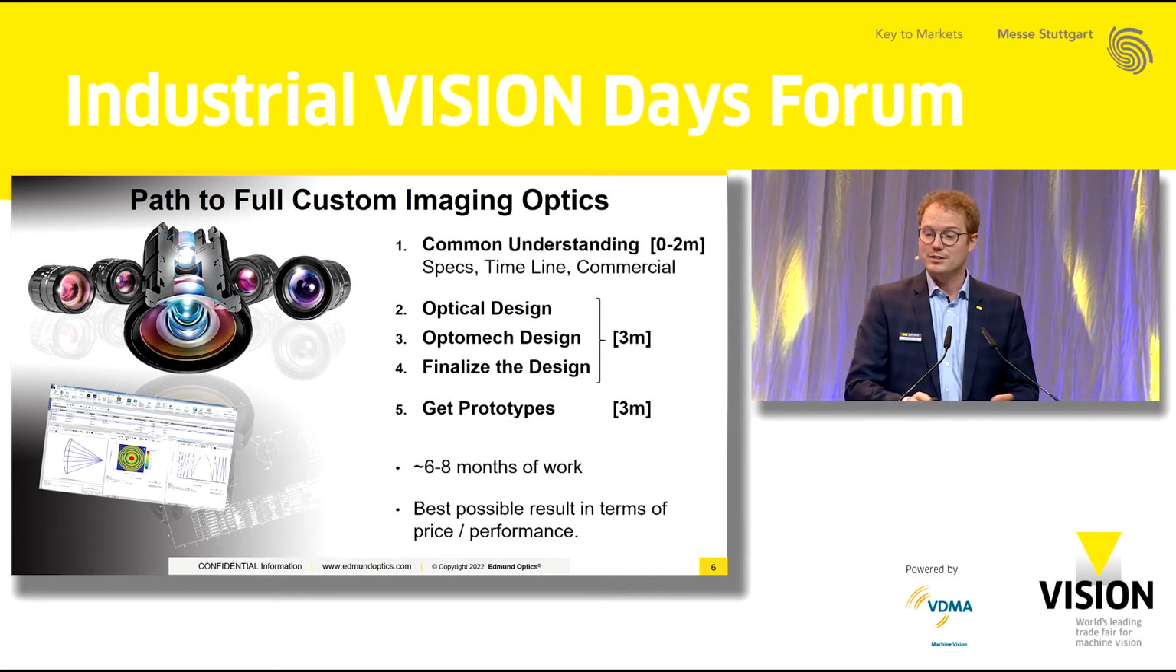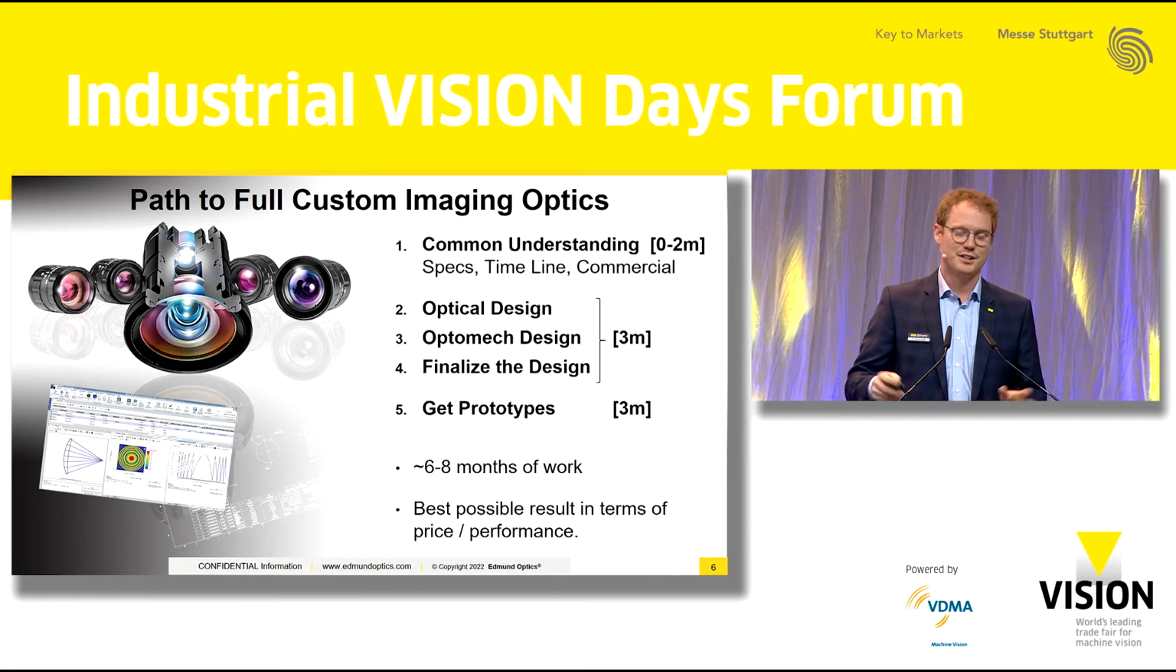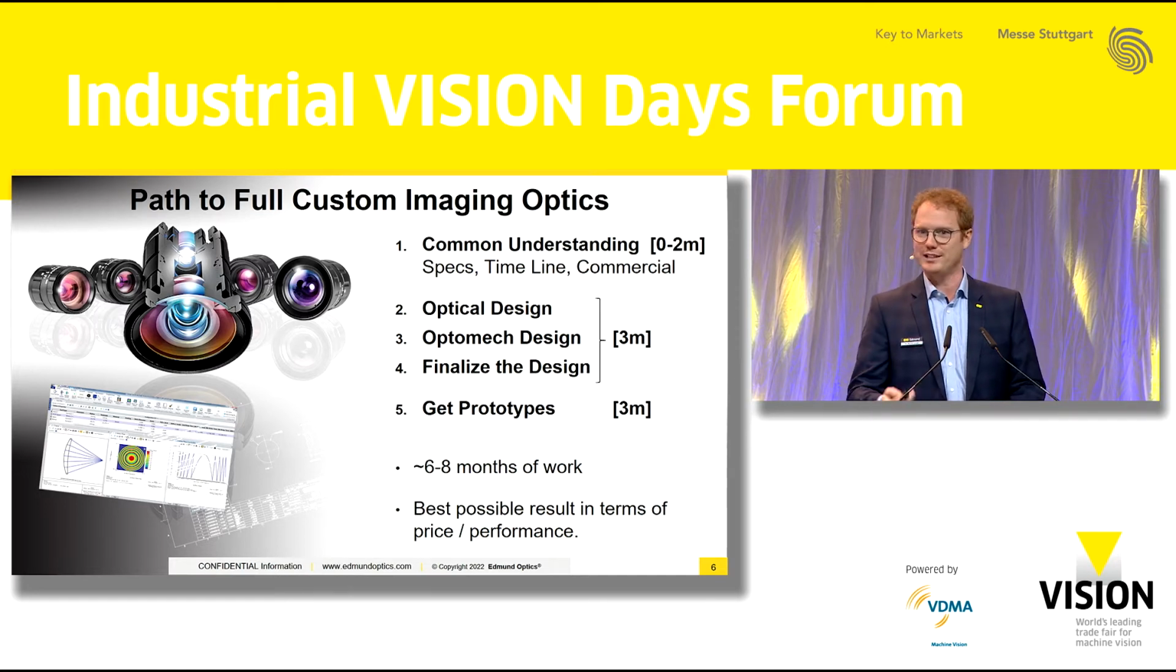And on this way to a full custom imaging optic, you will have to spend a lot of time. These are very rough numbers, and the devil's in the details. But just to derive a common understanding and finalize the specifications of what you need, you can easily spend 0 to 2 months. Doing optical design and optomechanical design, finalizing the design again is 3 months. And getting a prototype is also around 3 months. So in total, we're talking about a 6 to 8 month effort that includes design work, maybe weekly calls, to get up to date on what happened in the design process.